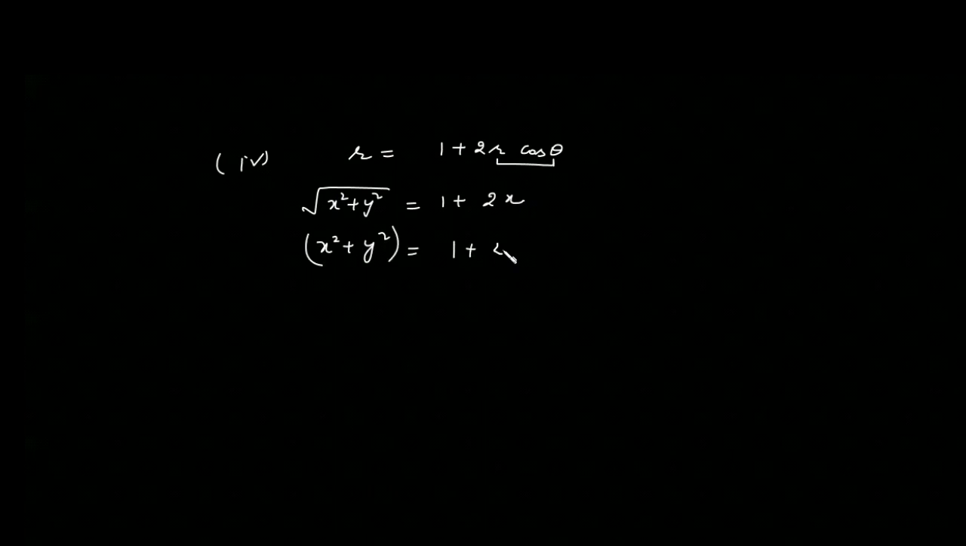One more example. We are having the equation r is equal to 1 plus 2r cos theta. So convert this polar equation into Cartesian. So this can be written as the square root of x square plus y square equals 1 plus, this is nothing but 2x. Now we can square both sides, and we can simplify this more by opening this.